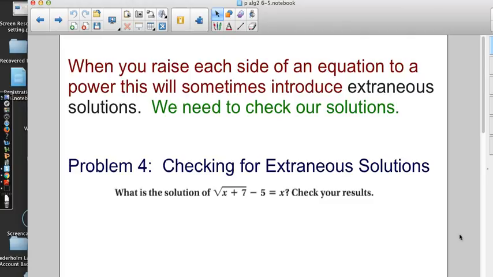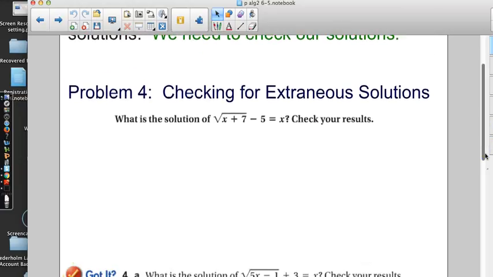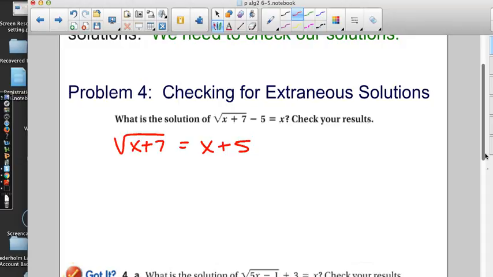So problem 4 says, check for extraneous solutions. Well, we have to solve it first. What's the solution of the square root of x plus 7 minus 5 equals x? What would you do first? We should add the 5. You're exactly right. Because yesterday they said the most important thing is to isolate the radical. We isolated the radical. How do we undo square root? Squaring.